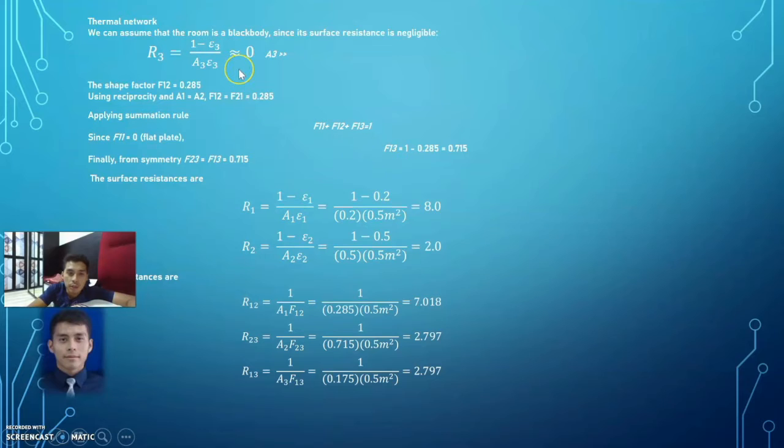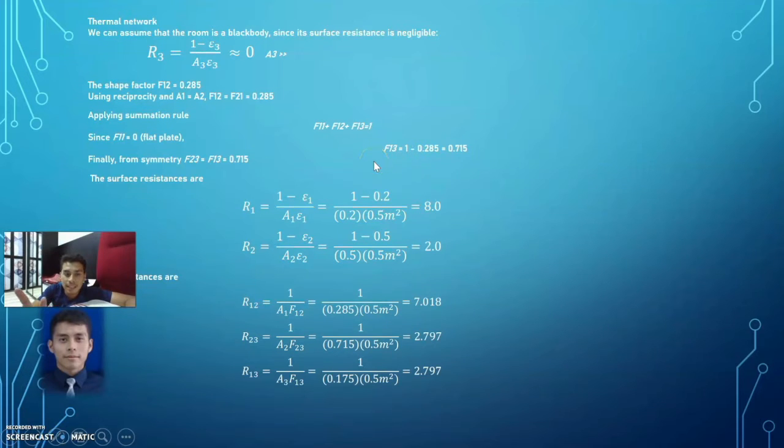We assume that the room is a black body since its surface resistance is negligible. The shape factor F12 is 0.285. Using reciprocity, since the areas are the same, A1 equals A2, so F21 is also 0.285. Then we apply the summation rule. F11 is zero because it is a flat plate. Applying the summation rule, we have 0.715 for F13.